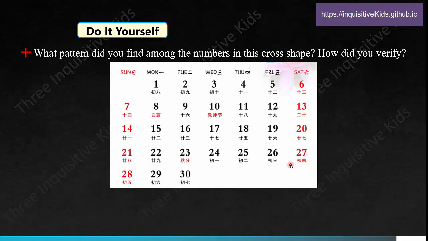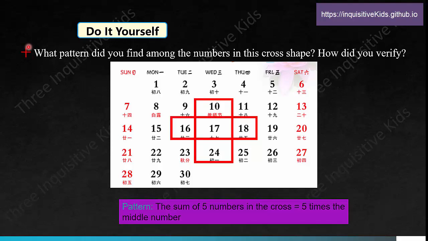This is going to have some sort of activity. And the activity is, what pattern did you find among the numbers in this cross shape? This cross shape is any shape that's kind of like a plus sign, and as you can see, this is that pattern, and it's asking how did you verify. Okay, so take a moment to look at this. Well, the pattern, for a random cross shape, is the sum of the 5 numbers in the cross is equal to 5 times the middle number.